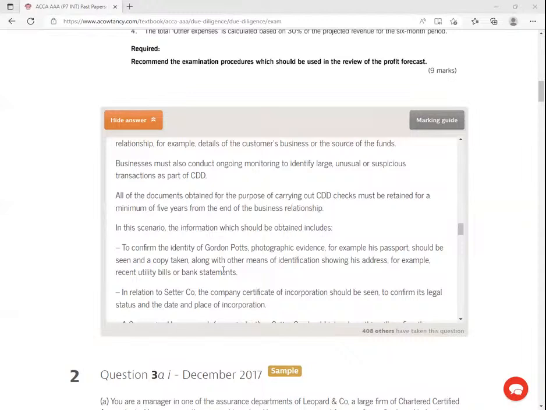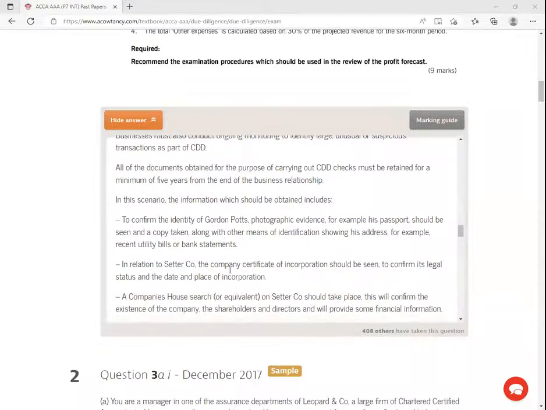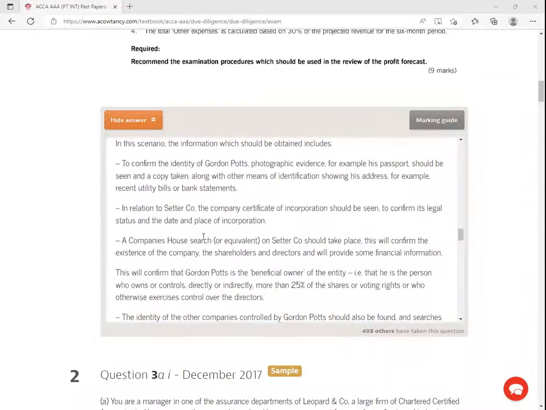They don't know why you are asking for that. Many times we have been asked for this information and we think that these guys are foolish. No, when you give your electricity bill, that is the best way of confirming where you're residing, right? In relation to a company, the company certificate of incorporation should be seen to confirm its legal status, date, and place of incorporation. Take a copy of this certificate of incorporation. A Companies House search, in our case we talk of a registrar of companies search, or equivalent, on the company should take place.